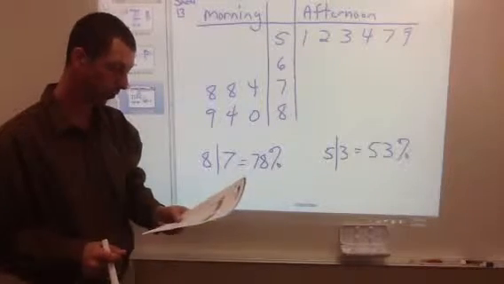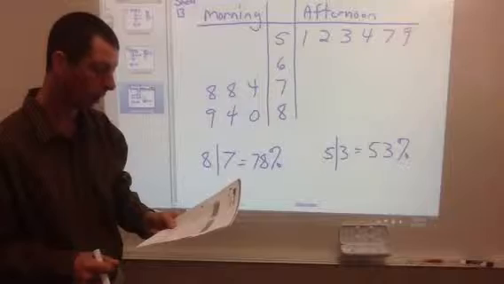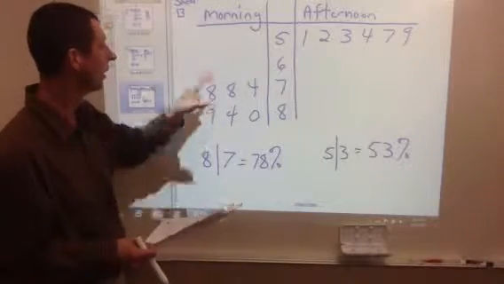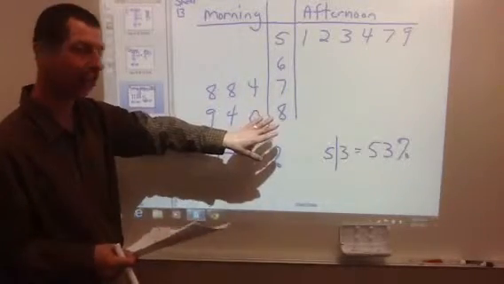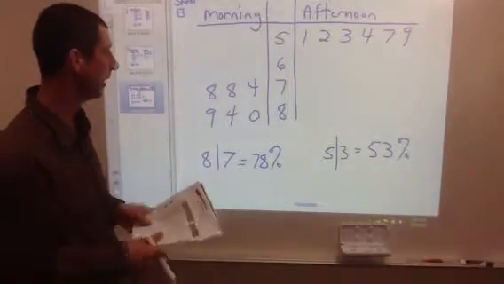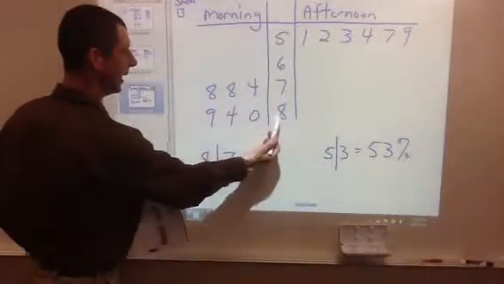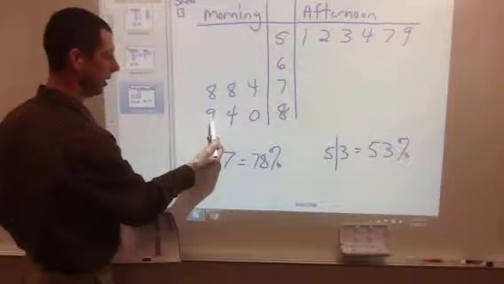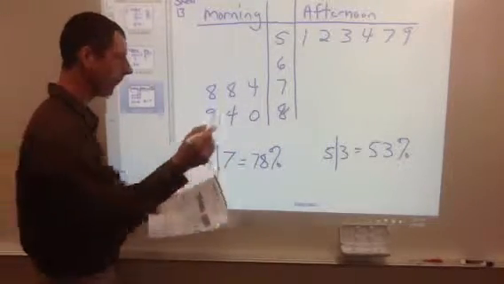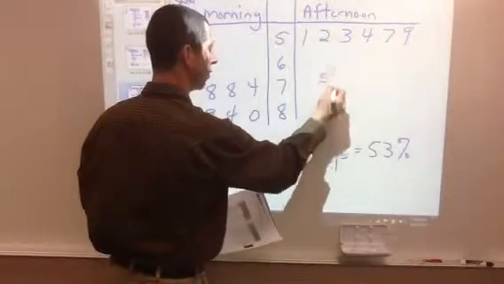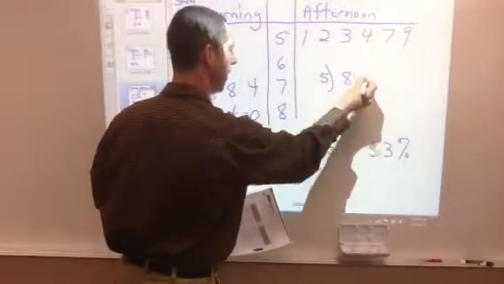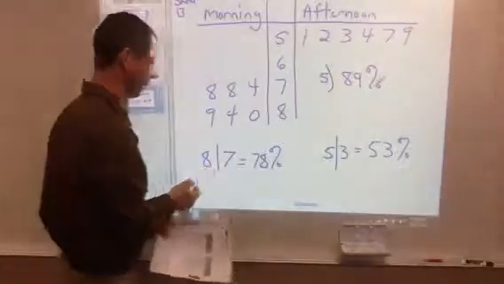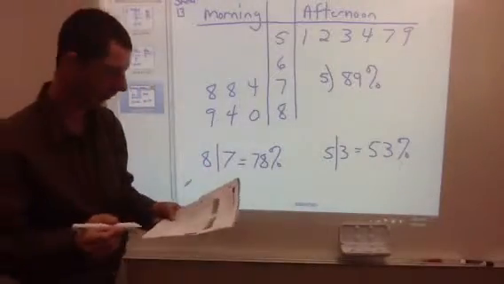Okay, question number 5 says, what is the highest morning relative humidity? So we go to the morning. What's the largest number in the morning here? And it would be 89. This right here would be in the 80s, and this is 89. So for question number 5, and I'll just write it right here, question number 5 would be 89%. Put your percent sign, that would be your answer for number 5.